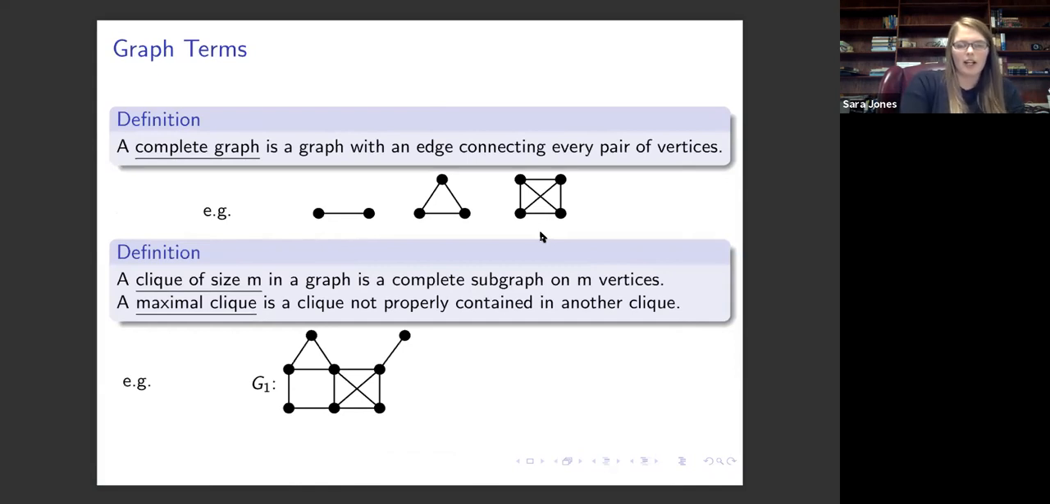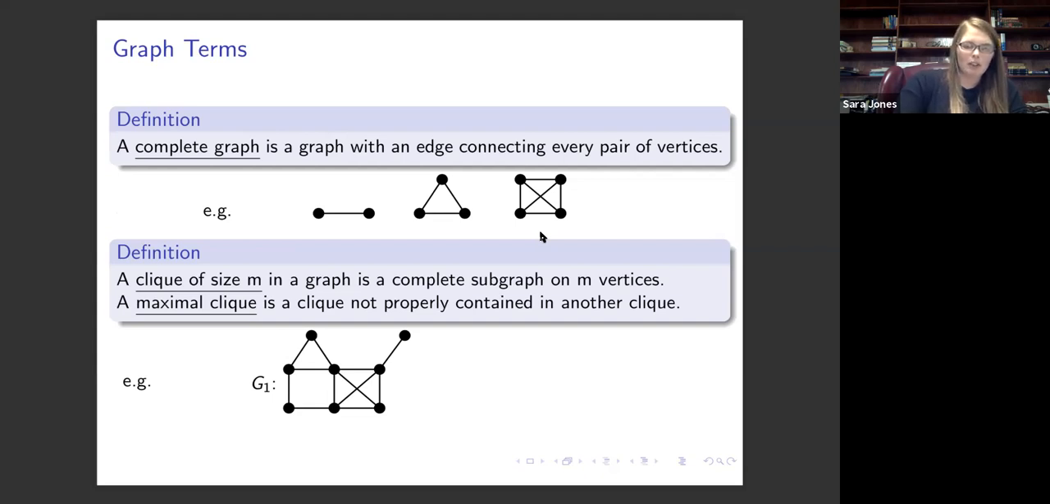Notice first that in this graph, all the vertices are already cliques of size 1. All the edges are cliques of size 2. There's 5 triangles in this graph. Those are all cliques of size 3. And then we only have 1 clique of size 4. That's given by that square in the bottom right.